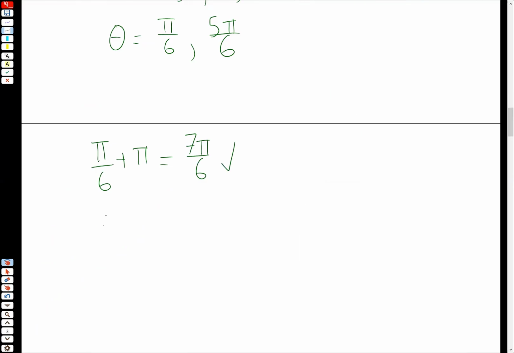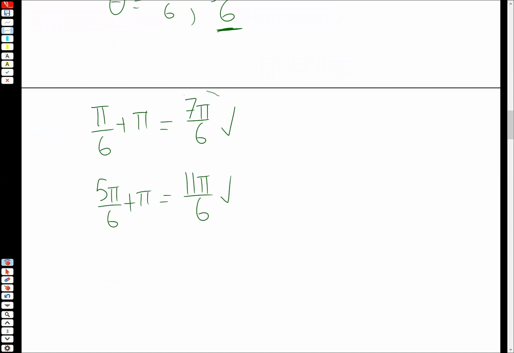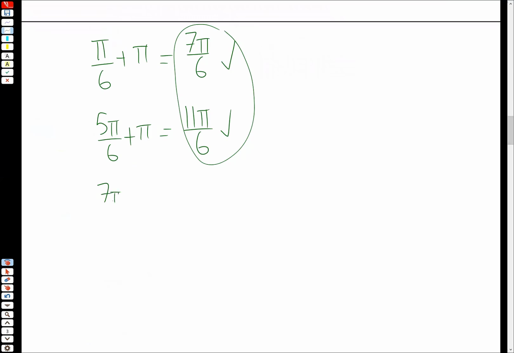Do the same thing with 5 pi over 6. We're going to take 5 pi over 6, our solution right here, and add pi to it. In this case, we'll get 11 pi over 6. Then we ask ourselves, is 11 pi over 6 still in this interval? The answer is absolutely, so this is okay too. Now we're going to repeat the same process with these 2 new solutions that we found. So we take 7 pi over 6, add pi. What do we get? We get 13 pi over 6.